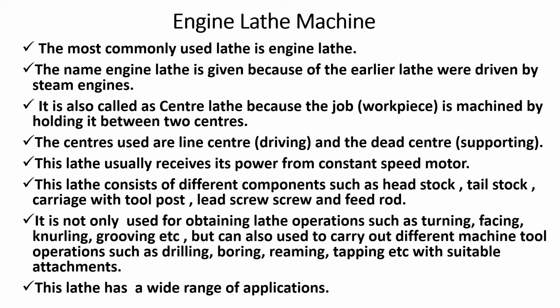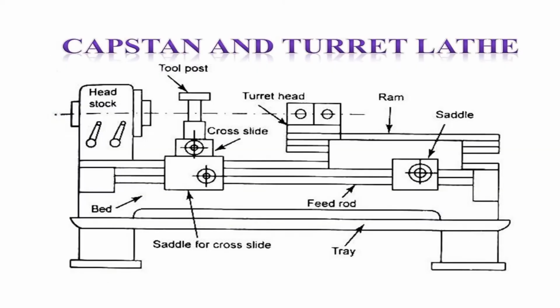The lathe consists of different parts, which we have already seen. It is used not only for lathe operations such as turning, facing, knurling, and grooving, but also for different machine operations such as drilling, boring, reaming, and tapping. Drilling means making a hole, boring means enlarging the hole, and reaming is similar. Tapping means making internal threads. This engine lathe has a wide range of applications.